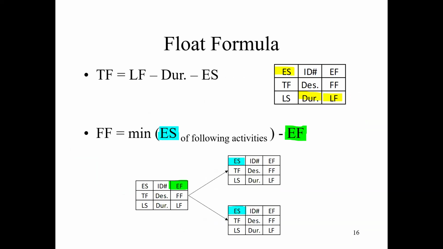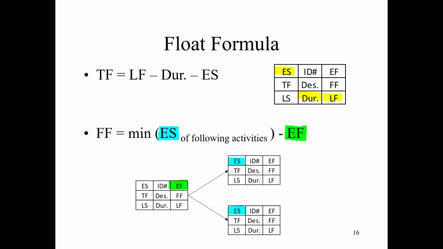Once you determine your early start, early finish, late start, late finish for each activity, you are able to calculate the two float times, total float and free float. The total float calculation is really easy. What is total float? It is the delay without impacting your project, right? What is free float? It is the delay without impacting the early start time of your following activities, right?